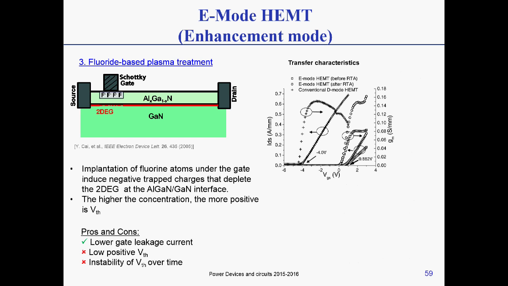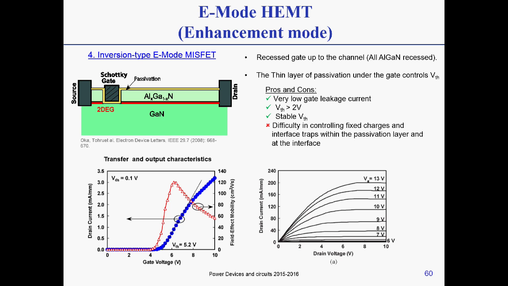But there is still another one, which is the MISFET-like. This is also becoming popular because of the advantage of this structure. First of all, you have the gate, which is trenched down. It doesn't really matter if it's a Schottky or ohmic, to be honest. I left a Schottky, but I'm sure there are also ohmic contacts. It's etched down through the AlGaN, and you have a thin passivation layer.